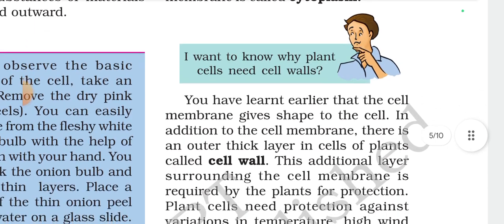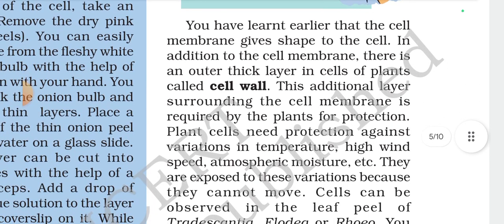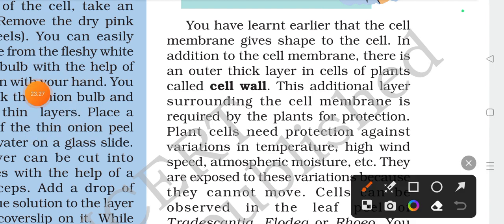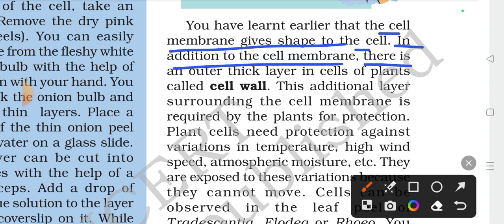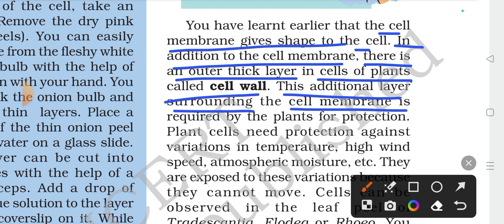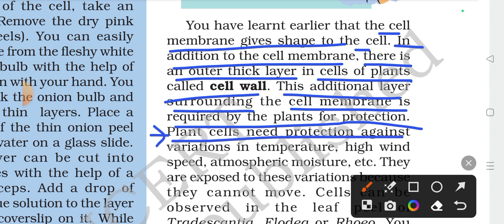I want to know why a plant cell needs a cell wall. Okay, so here is the answer. You have learned earlier that the cell membrane gives shape to the cell. In addition to the cell membrane, there is another layer known as the cell wall. This additional layer surrounding the cell membrane is required by plants for protection. Plant cells need protection against variation in temperature, high wind speed, atmospheric pressure, and so on.